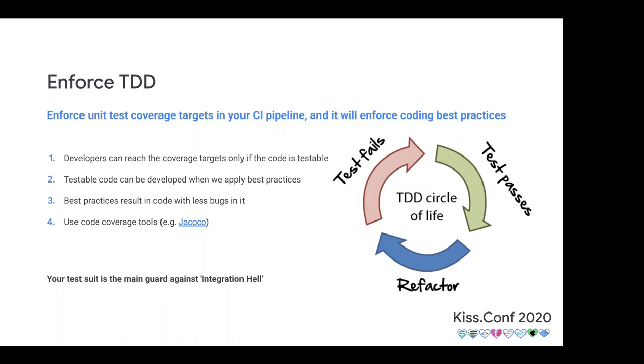So we enforce 100% test coverage, and this really helps to guard us against integration hell in production. So what we really do is in this development pipeline, we set the coverage targets and the developers strive to reach them, which helps them to apply the best practices and produce code that is testable.